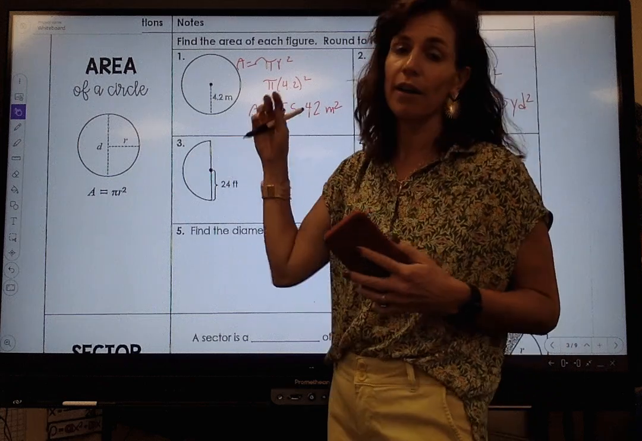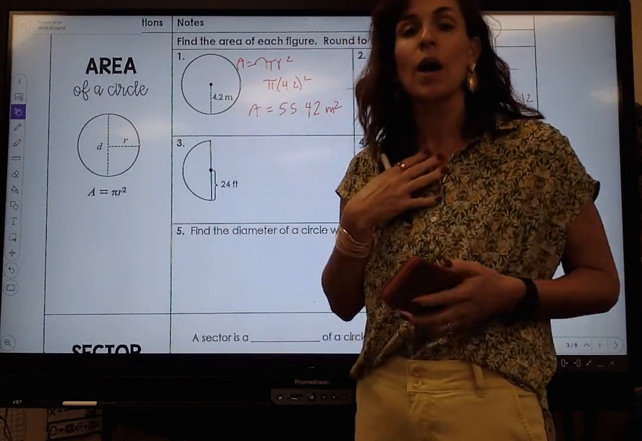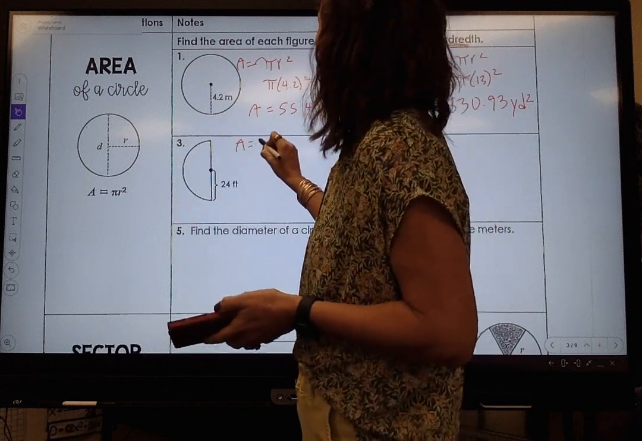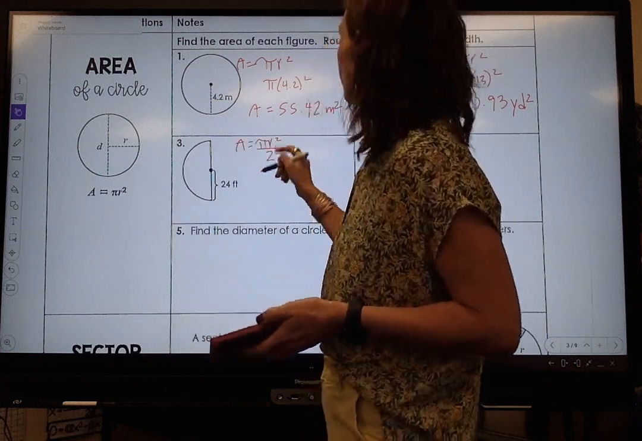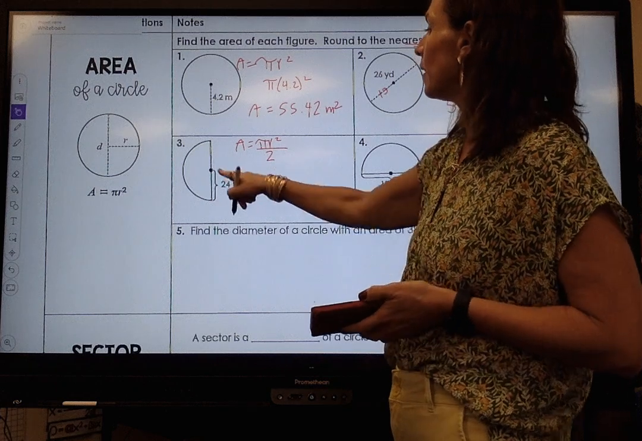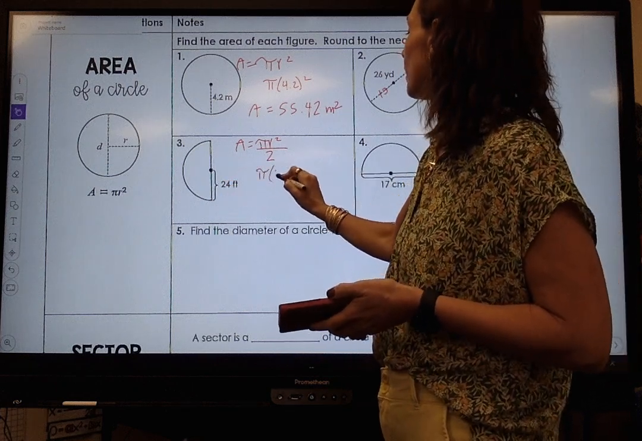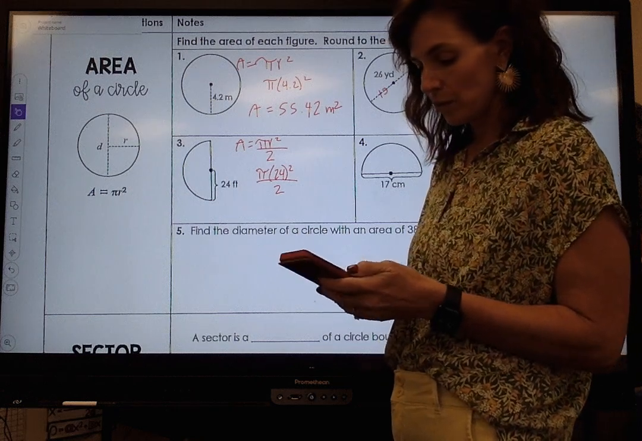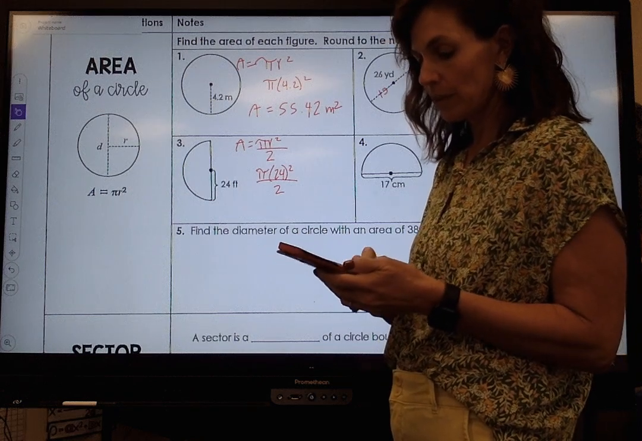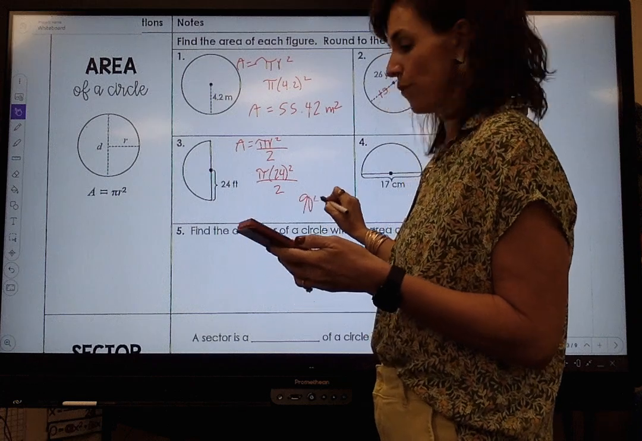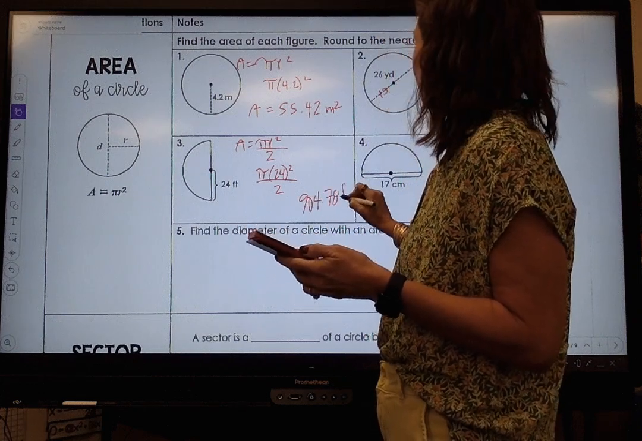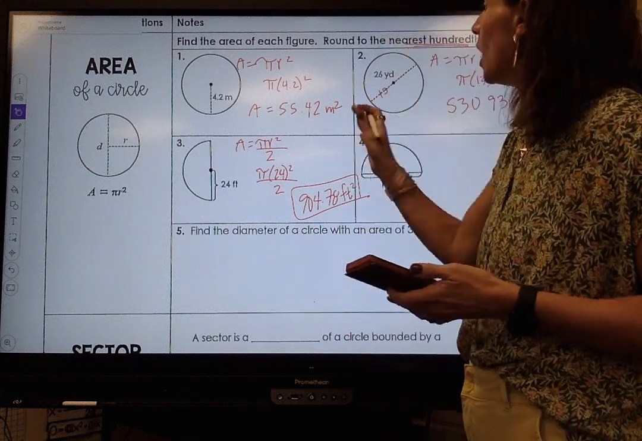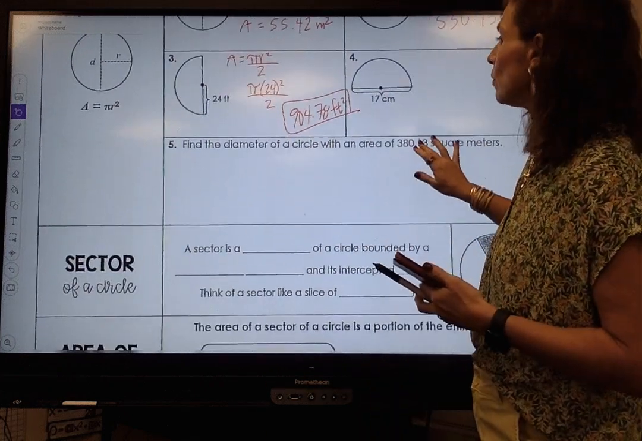Let's take a look at number 3. So this is a semicircle. It's half of a circle. So I'm still going to find the area of the whole circle, and then I'm just going to divide it by 2. So if I want to write that out so I don't get confused with my process, I can. It's giving me the radius, so pi times 24 squared, all divided by 2, and I get 904.78 feet squared. Okay, so that's just a review. That should be a refresher on how to find the area of a circle.